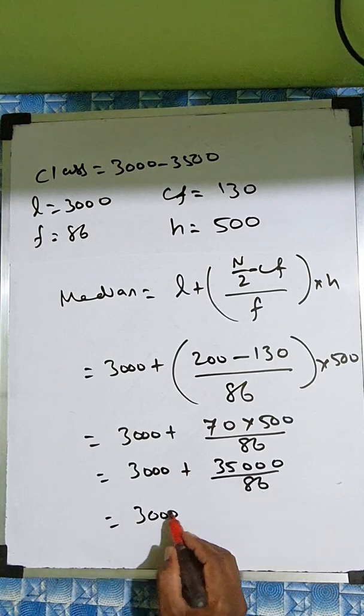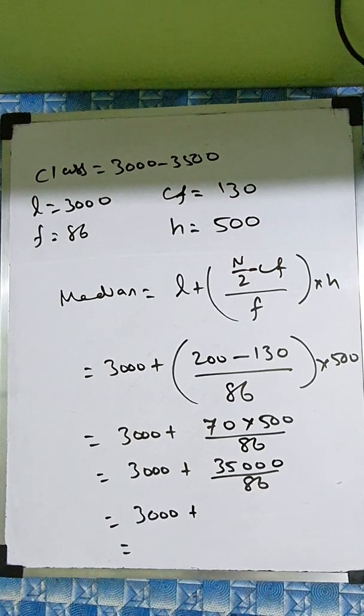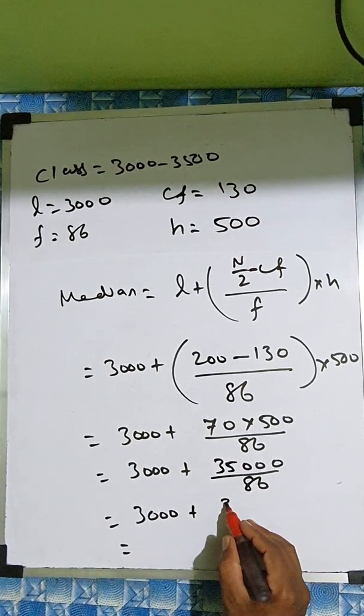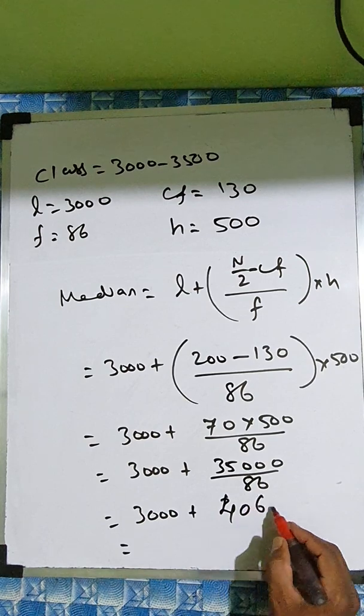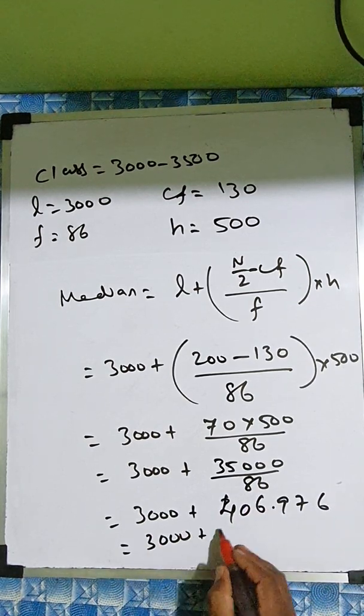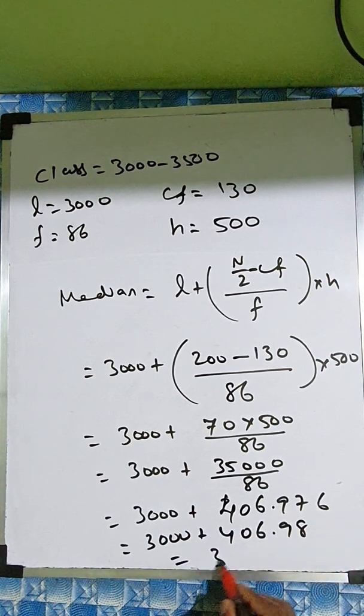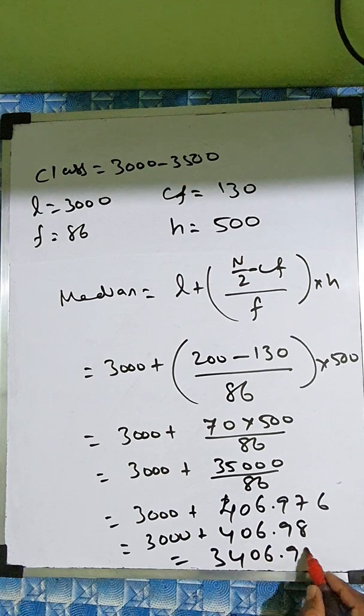Okay, so 3000 plus, if you divide these two and add it, we'll get the answer. So if we divide, it is coming 406.976. So 3000 plus 406.98 will make approximately, so the answer is 3406.98. Okay, so that's over for question number 5.